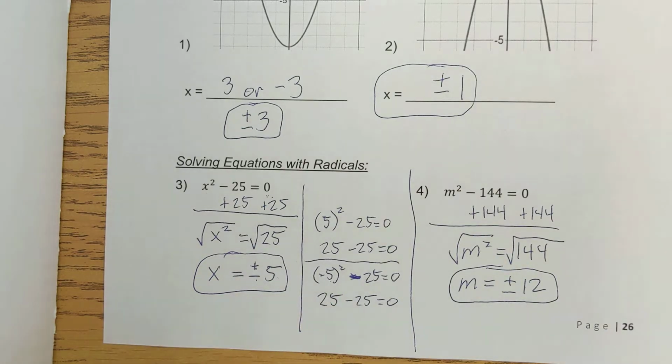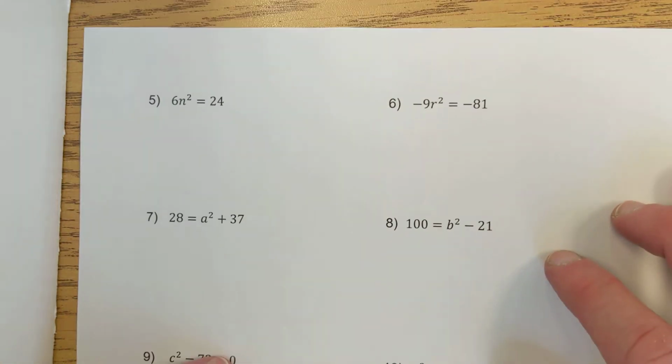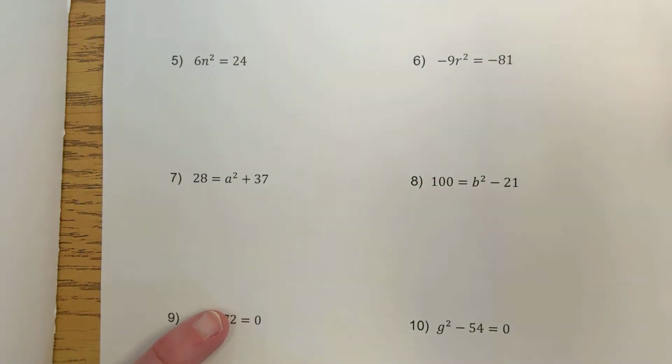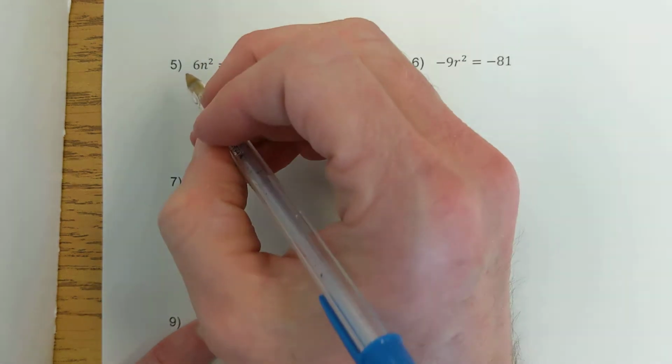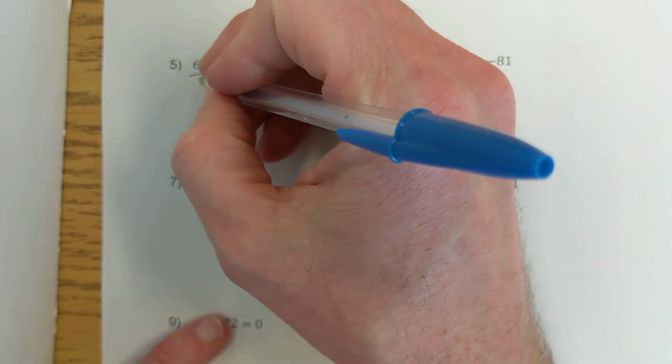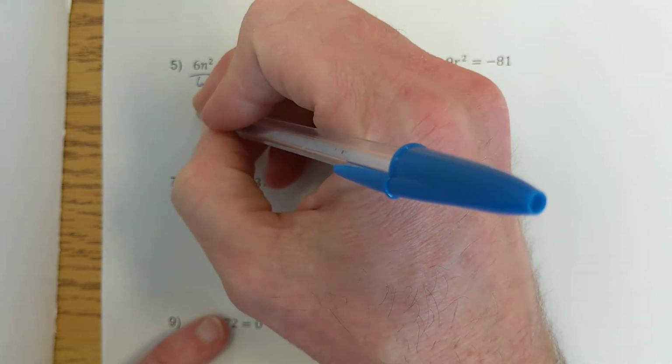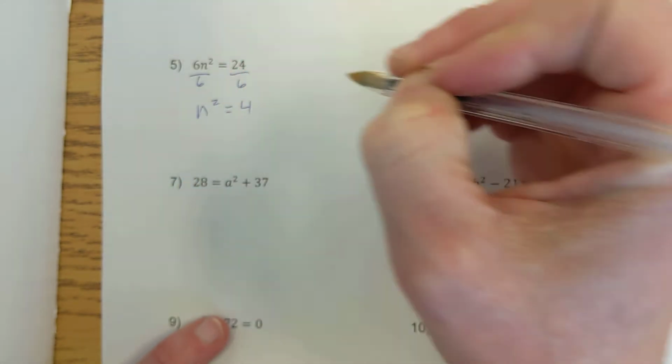So let's go ahead, that was page 26. Let's go ahead to page 27 here. And so we've got several more examples. Again, we're trying to isolate the variable. So we're just going to solve for n squared. So we divide both sides by 6 now. And we get n squared equals 4.